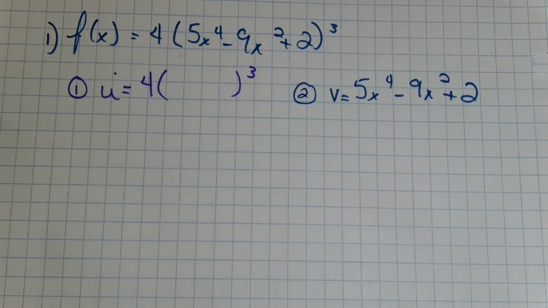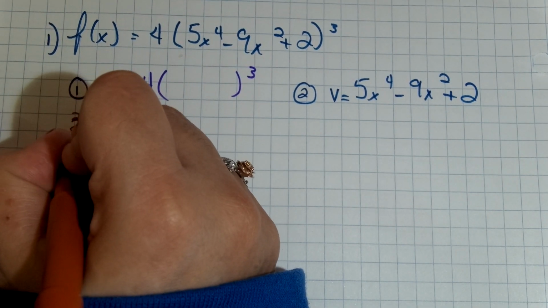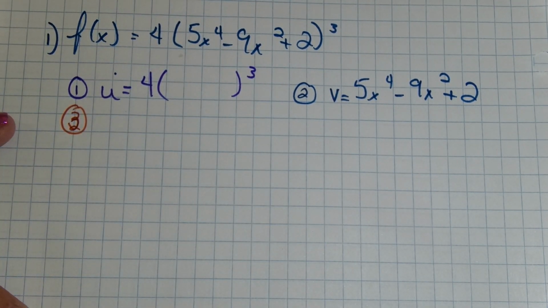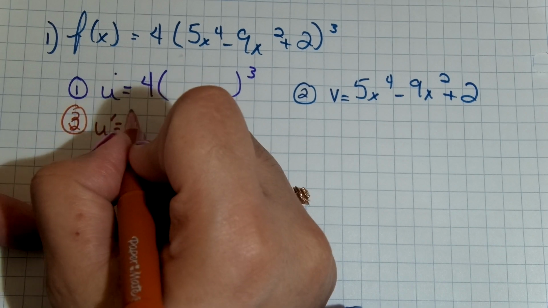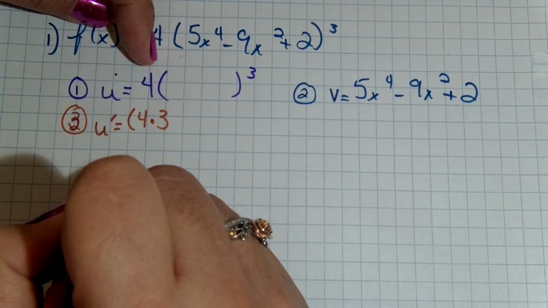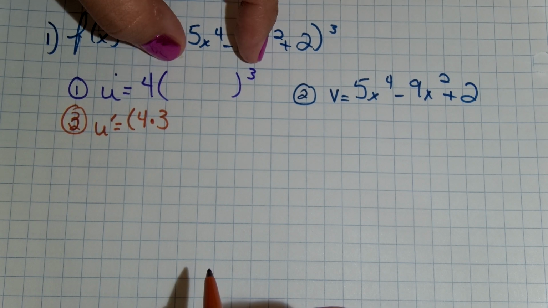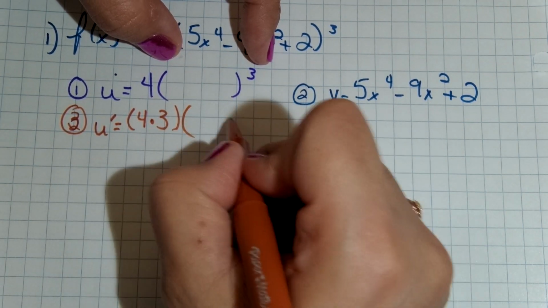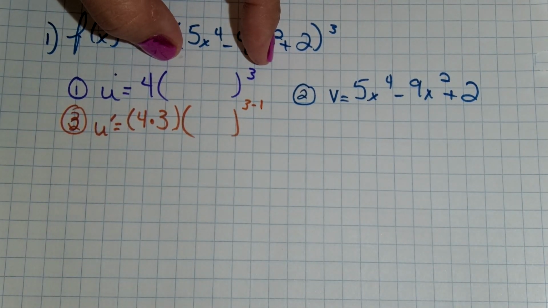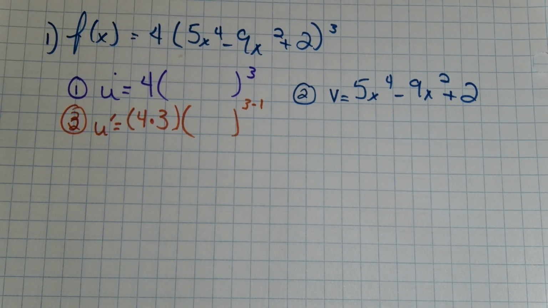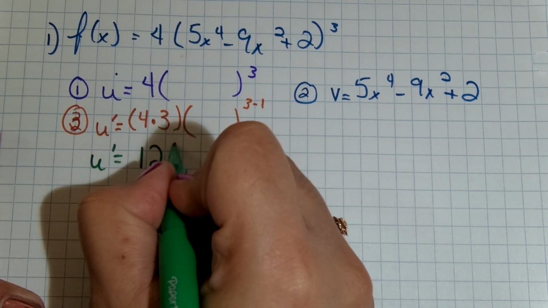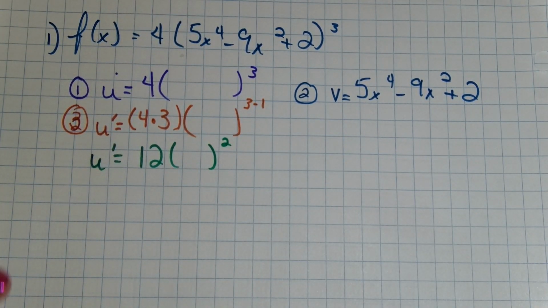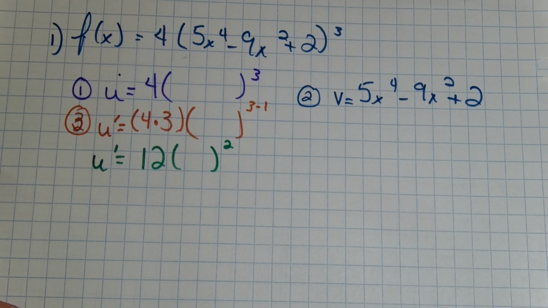Okay, so now I need to use the power rule. So u prime, remember, we need to multiply the coefficient and the exponent, and then subtract 1 from the exponent. This is not new. None of this is new. That will give me u prime is 12 times the quantity of something raised to the second power. Any questions on that? Okay.